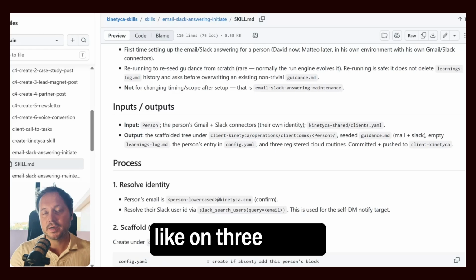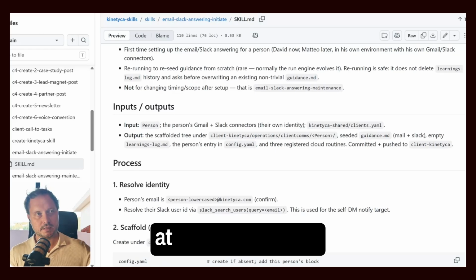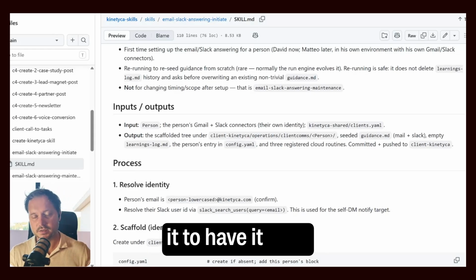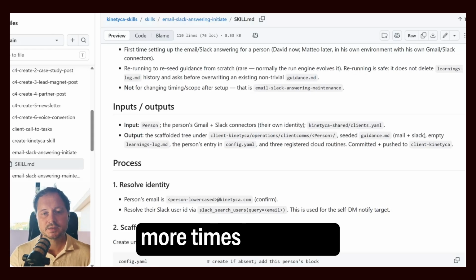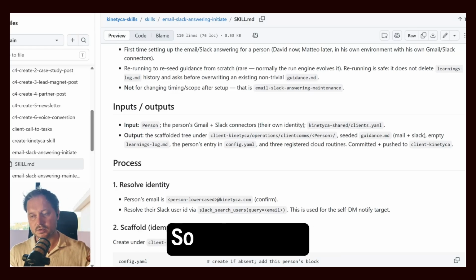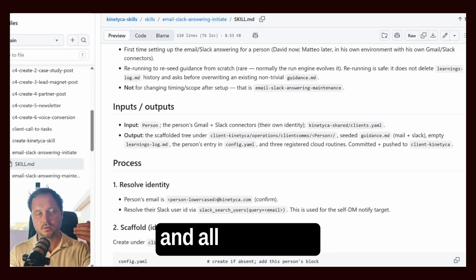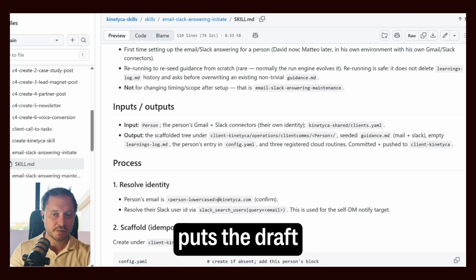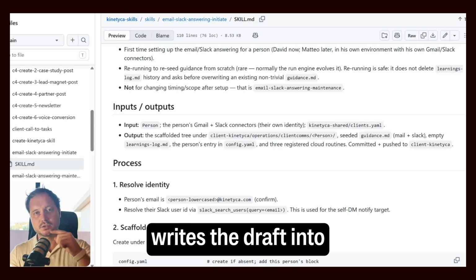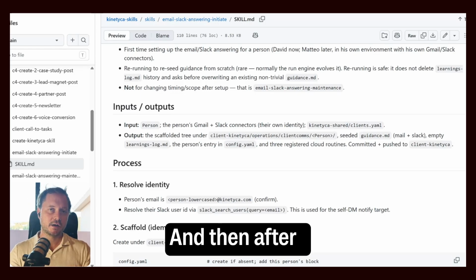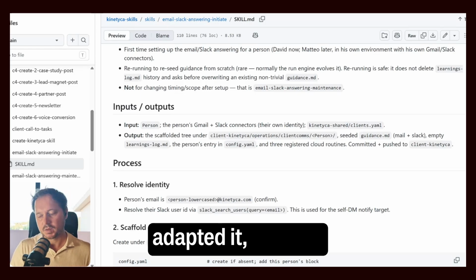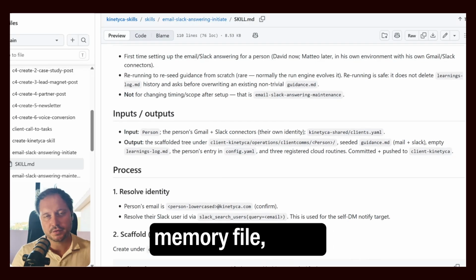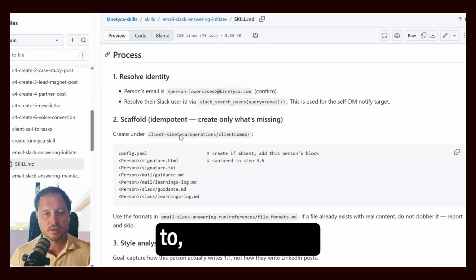We have set it up to run three times per day, at 8 a.m., at 9 p.m. Actually, Matteo wanted it even more often, so he has two more times in the day. And it always does this, right? It looks at all the unanswered Slack messages and emails, creates drafts, puts the draft there, and also writes the draft into the memory file. After I've changed and adapted it, the next time it runs, it checks what the changes are and puts them back into the memory file, right? So these are the things that are a little bit tricky to think about.